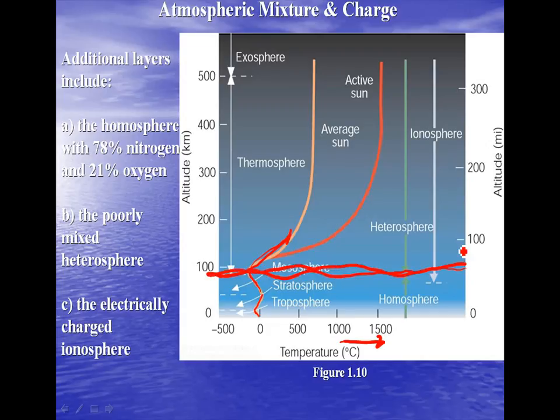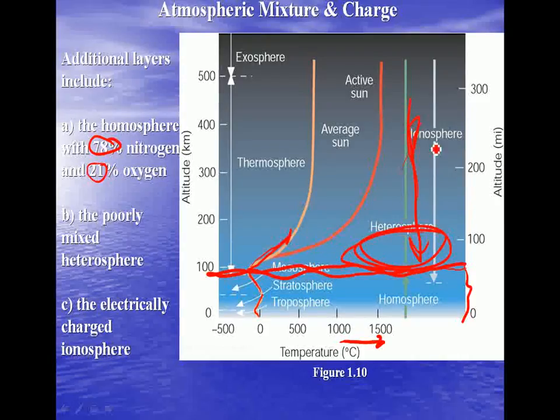Everything below about 100 kilometers is what we call the homosphere. In other words, the homosphere is a well-mixed region of gases, the concentration being 78% nitrogen, 21% oxygen. Above that is the poorly mixed heterosphere, and some of your heavier gases begin to pool down in the lower portion of the heterosphere, and gases such as hydrogen and helium that are very light begin to move up into this portion. We can also look at the atmosphere in terms of its charged particles, the ionosphere.